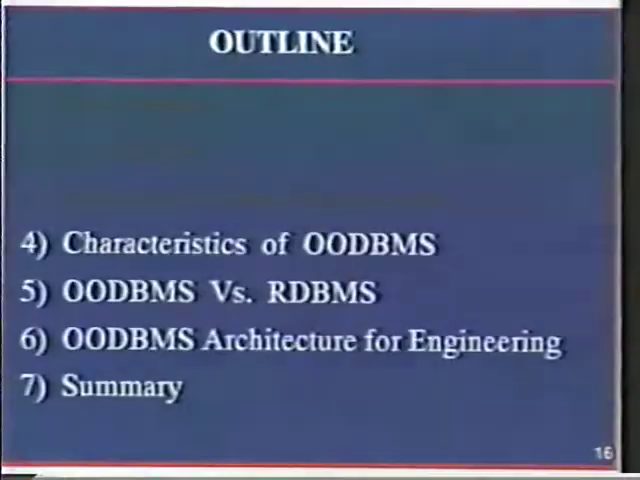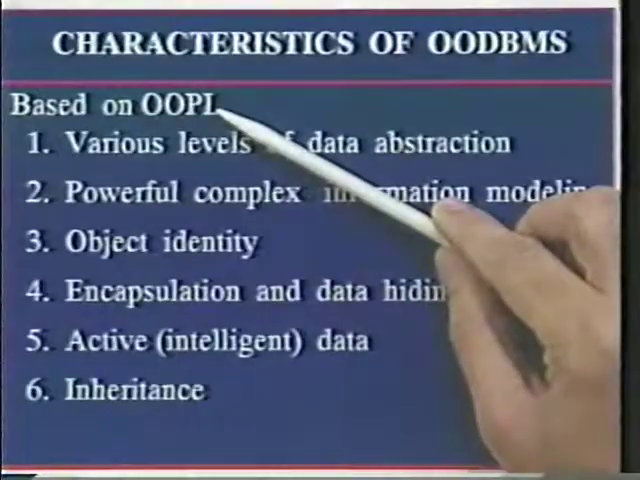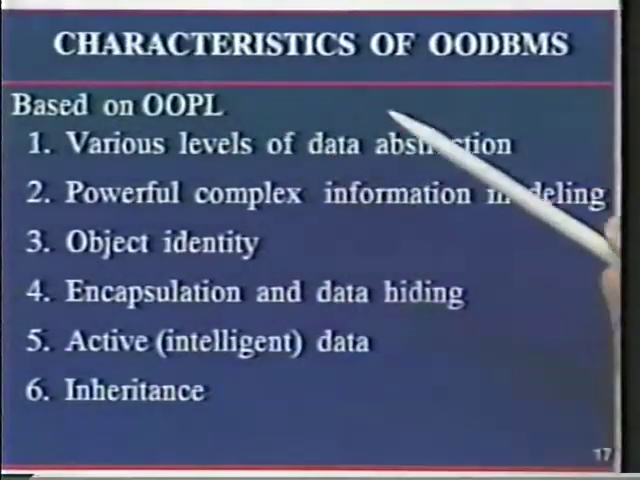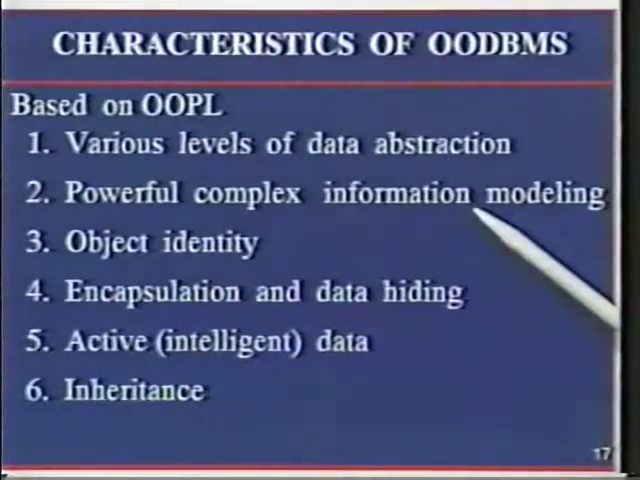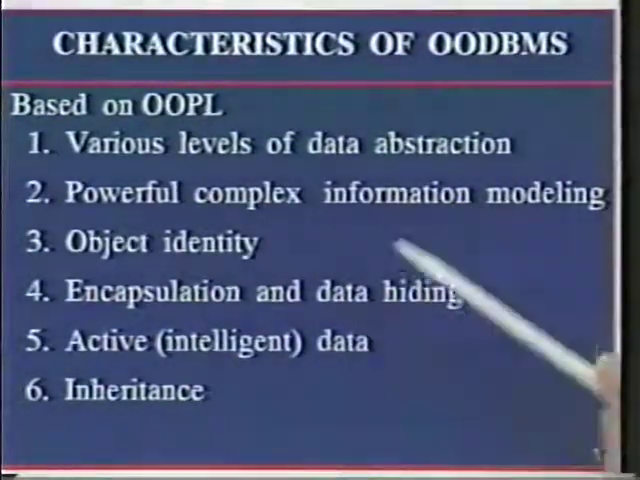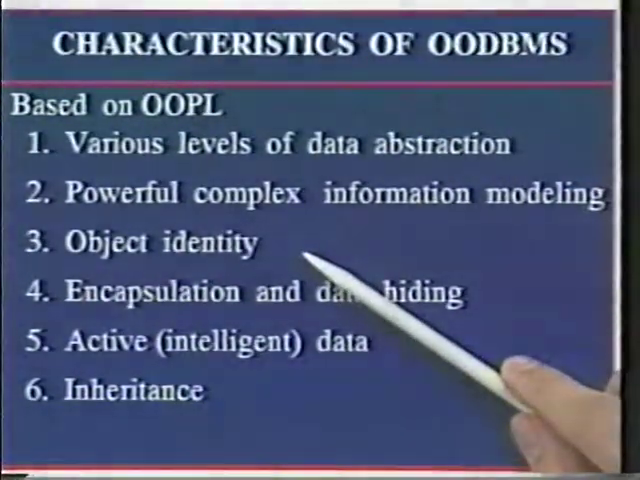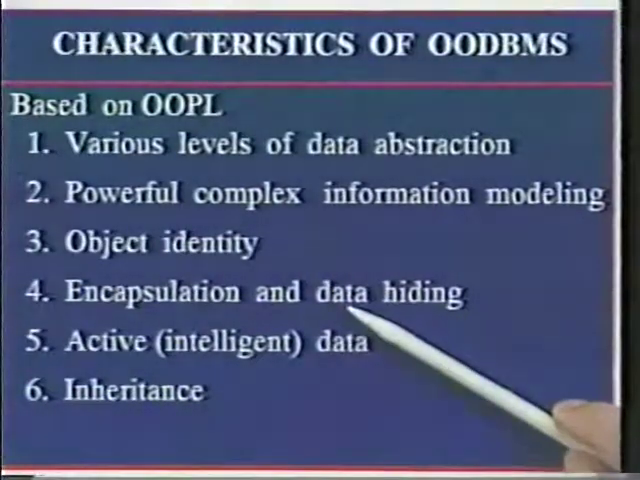Let us look at some characteristics of object-oriented database systems that help in this process, that are very useful and intuitive for engineering problem solving. Object-oriented database systems are based on object-oriented programming languages. For example, the object system provides you with various levels of data abstraction. It helps you with complex information modeling. Objects have identity, and we will come to the identity part later on.